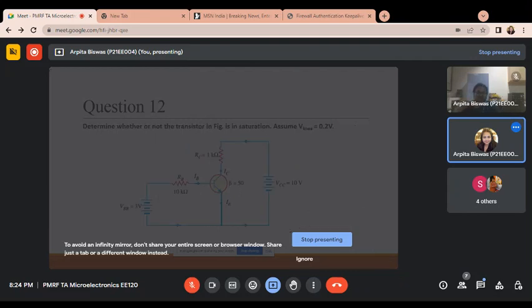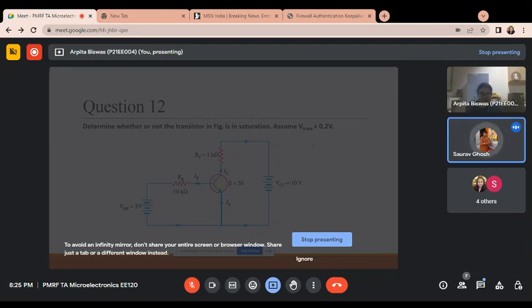Okay. So please try to solve this. Determine whether or not the transistor in the figure is in the saturation mode. Assume the VBE equal to 0.2 volt. Here you just have to find out whether this circuit is in saturation mode or not, and the voltage is given. Now tell me, the voltage is given as 0.2, that means it is a germanium device.